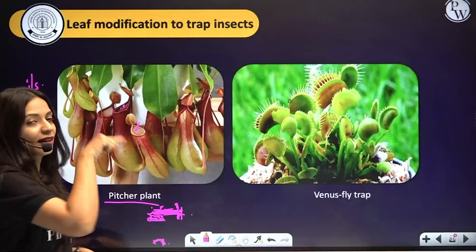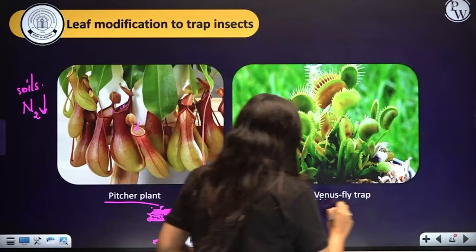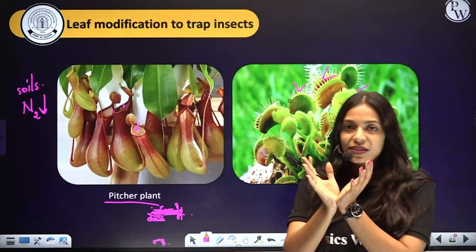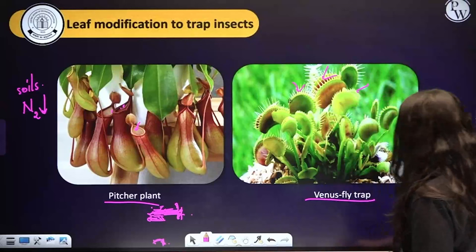required nitrogen from it. Similarly, we have another plant called Venus flytrap. Over here, this trap mechanism that you're looking at, these are nothing but leaves that are modified to form these traps. Okay? So over here, leaves are modified to trap the insects.